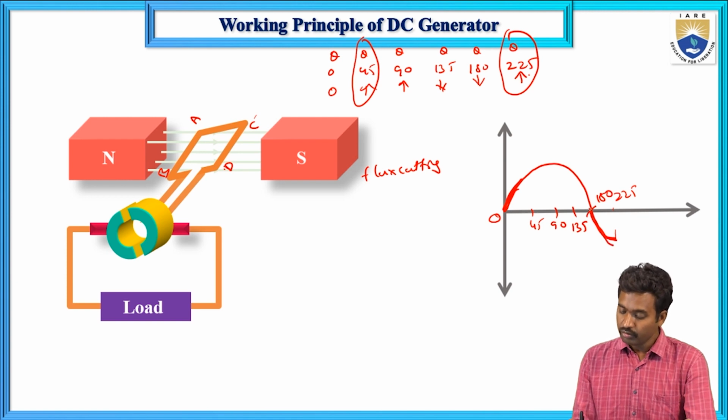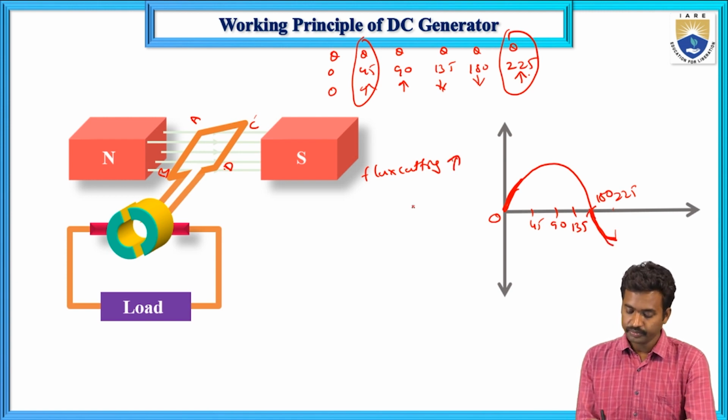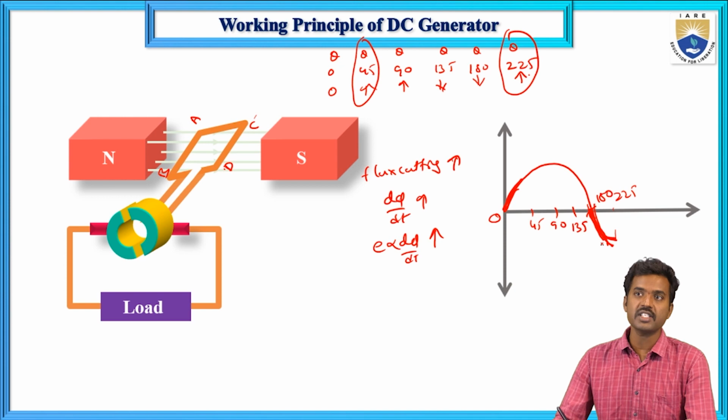Here also flux cutting is increasing, and d phi by dt is increasing, and E is directly proportional to d phi by dt, so this is also increasing. So this is not decreasing, it is increasing in the reverse direction. Now at 225 plus 45, that is 270 degrees.